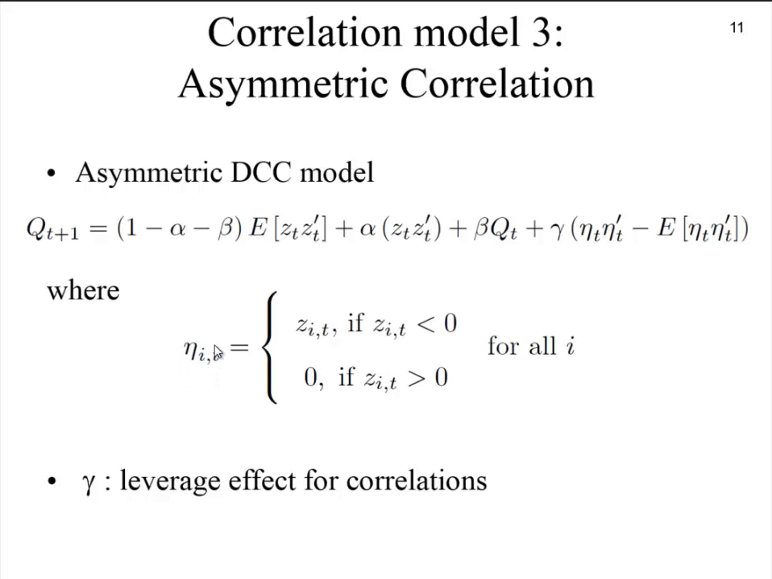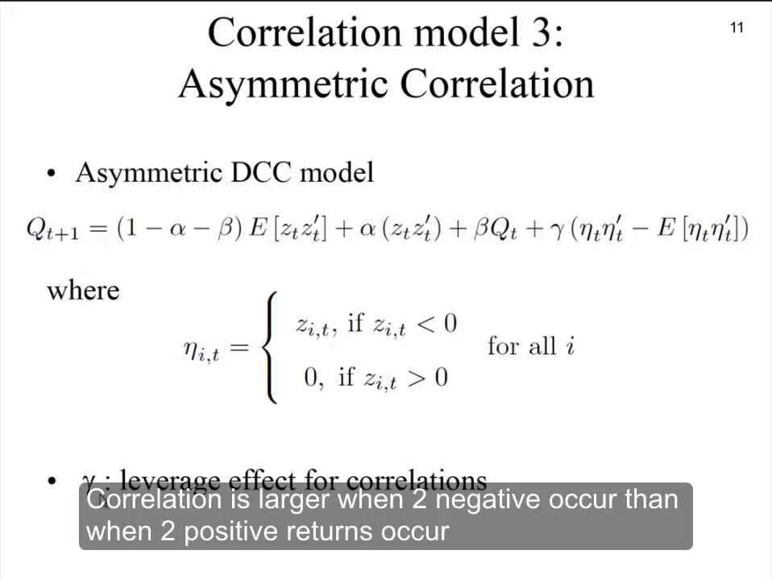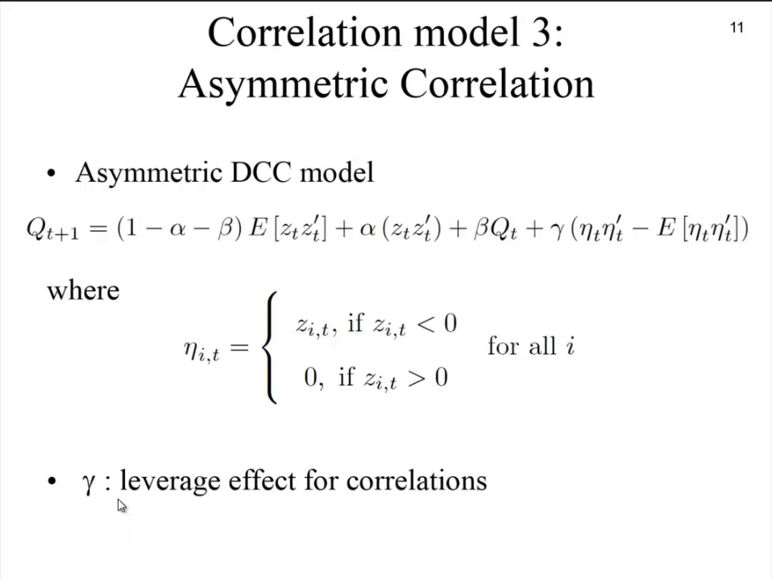For this reason, we're going to define this variable eta for each stock. Eta is equal to the standardized return if the return is negative, or 0 if the return is positive. The sign of gamma is going to be positive to model that stylized fact. Hence, whenever we have two negative returns, we are going to have eta taking a non-zero value. This is going to end up being a positive times a positive number. It's going to make our correlation increase. This gamma is equivalent to the leverage effect for variances, so it's kind of modeling that leverage effect for correlations.